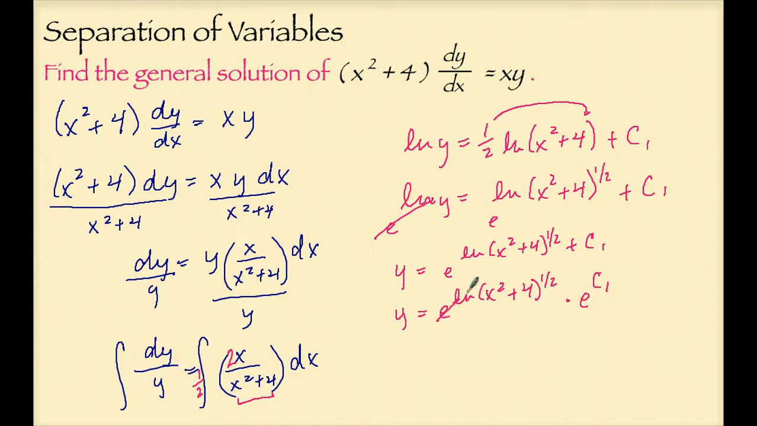This means now the e and natural log cancel, giving me y equals, this becomes a coefficient, e to the c sub 1, then I have the quantity x squared plus 4 to the 1/2 power.